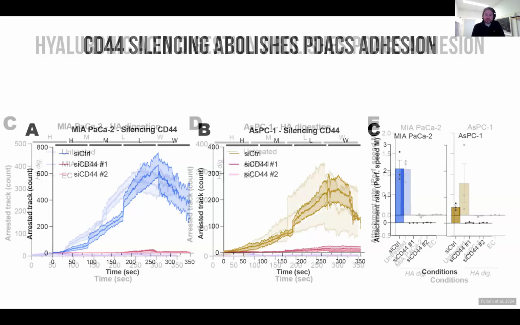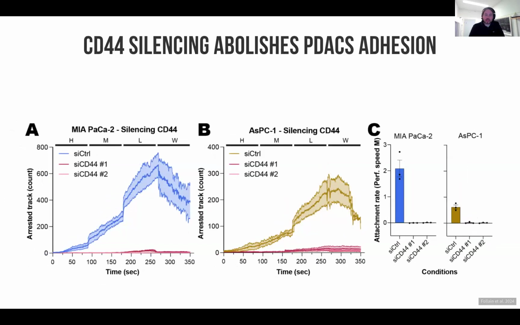However, if you do that in the endothelial cells, actually nothing happens. So targeting CD44 in the endothelial cells is, first of all, challenging, but from the degree of what we can do, it doesn't seem to affect the ability of the cancer cell to attach.